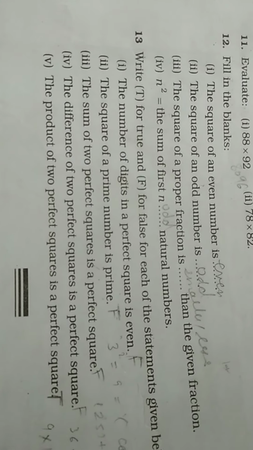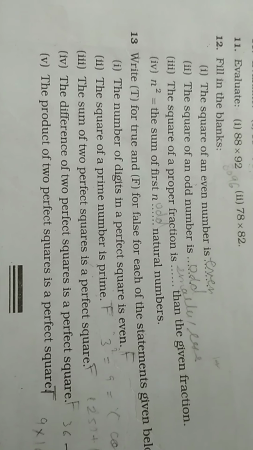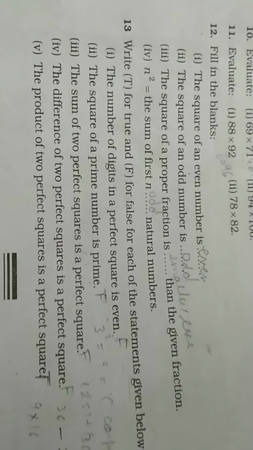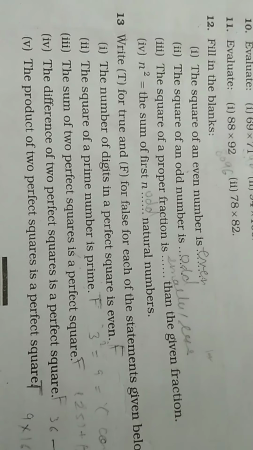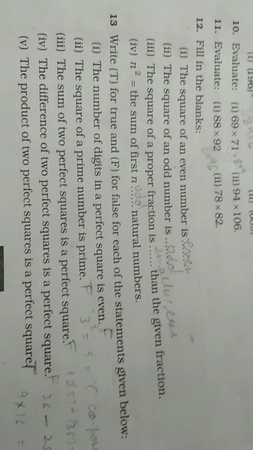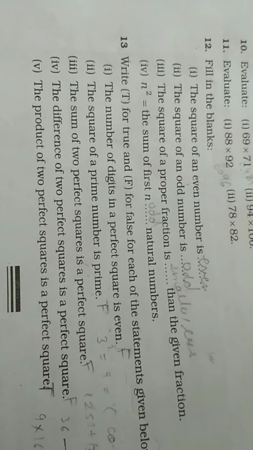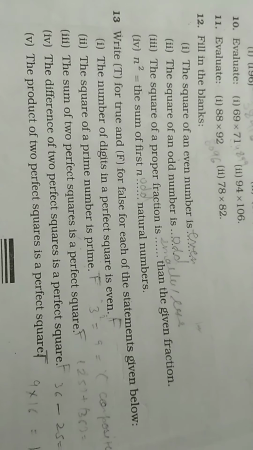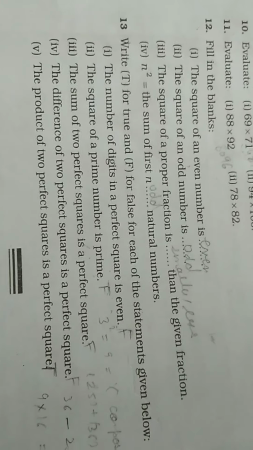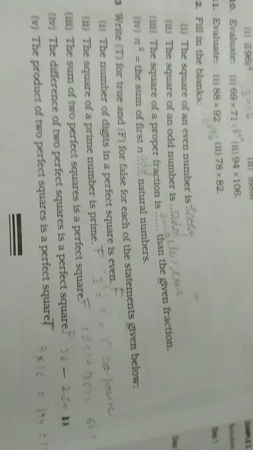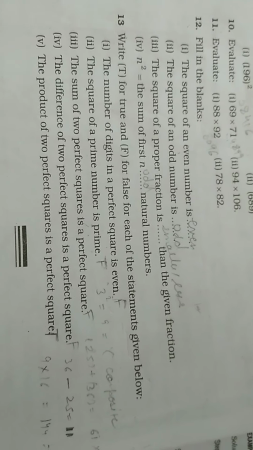Third is the sum of two perfect squares is a perfect square. This statement is false because if we add two perfect squares, suppose we have two numbers 5 and 6. Square of 5 is 25 and square of 6 is 36. If we add both these numbers, we get 61 and 61 is not a perfect square.